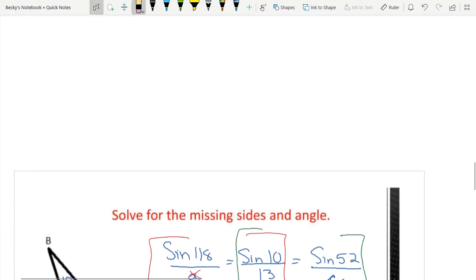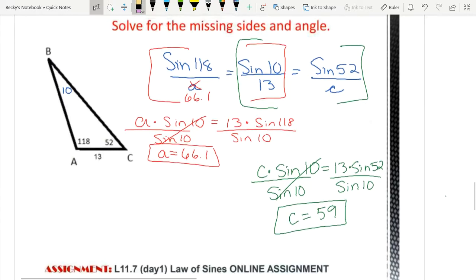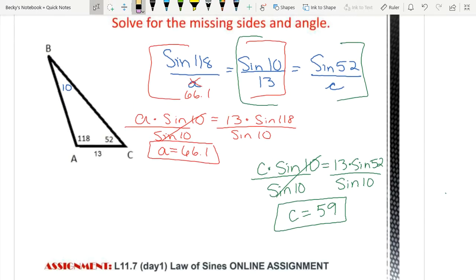Now, the other example, it's here, and I can leave it here. I normally have the class just try it on their own. And so here's the information. Pause it, try it, and see if your answers are the same.